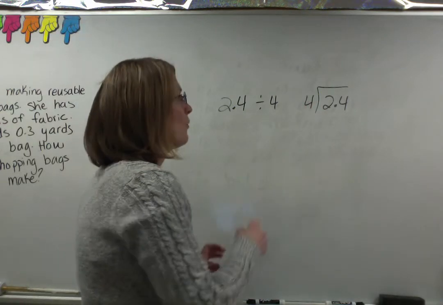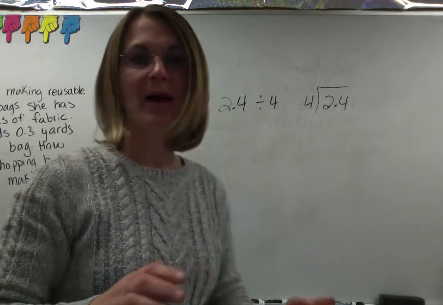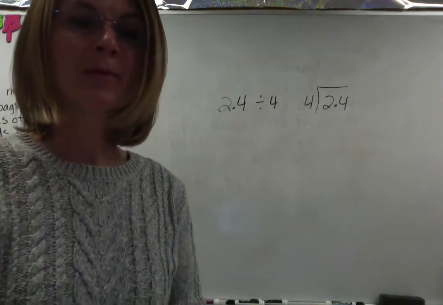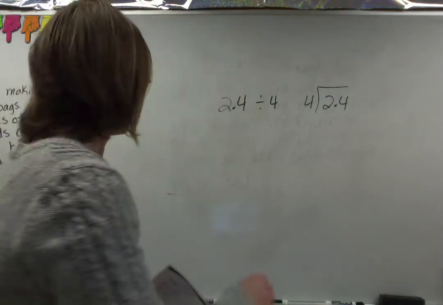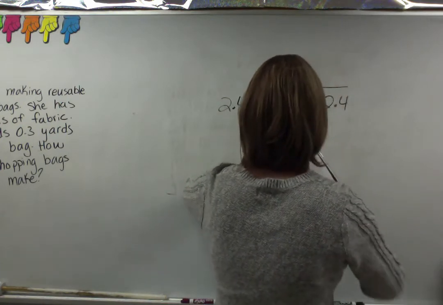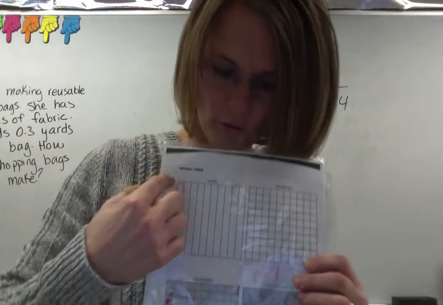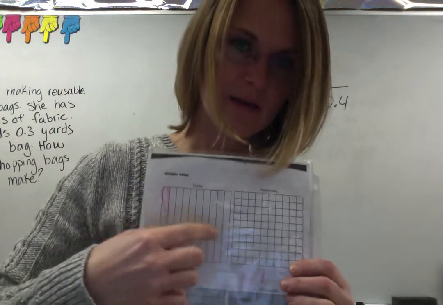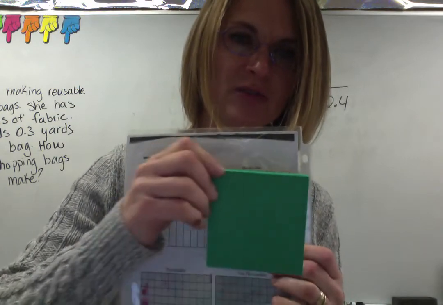Now, I could just do it this way, and you guys know how to do this, but today we're going to look at how to use a model to show that. So one of the ways that we use models is with our hundredths grids. Remember, when we were using these models, the whole square stands for 1. So we're going to use a hundredths grid to help us do this.